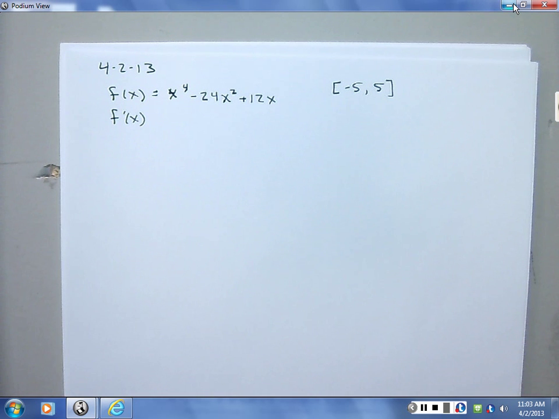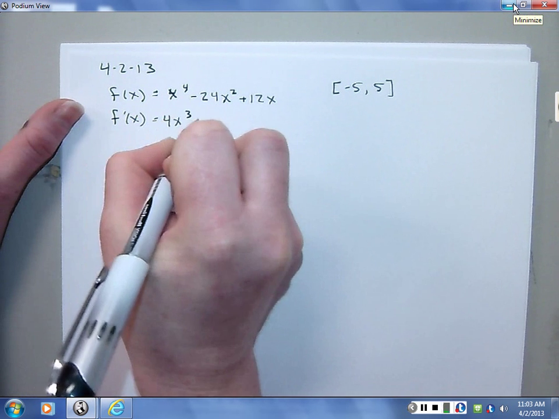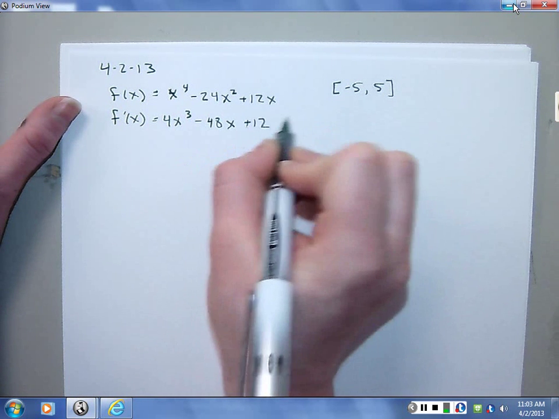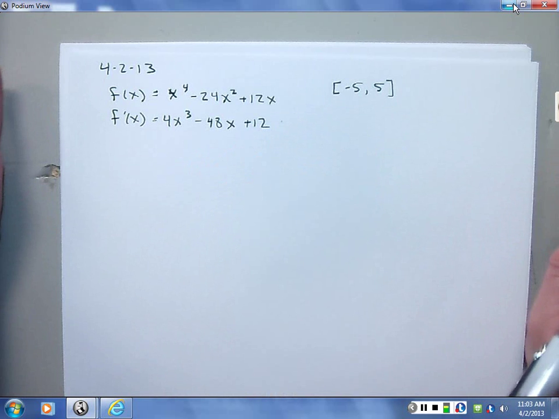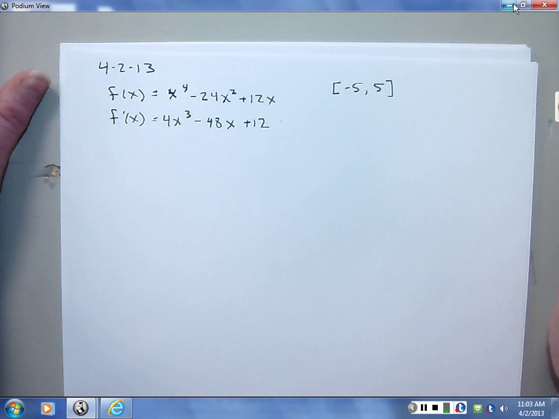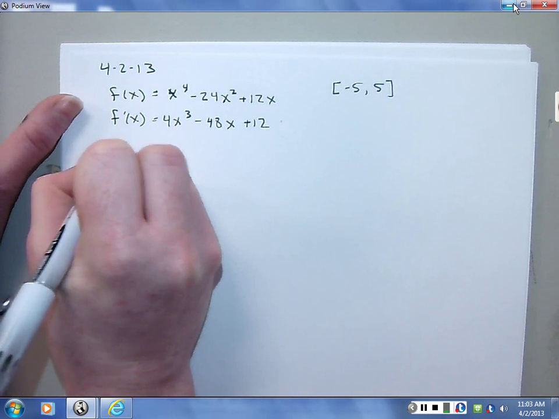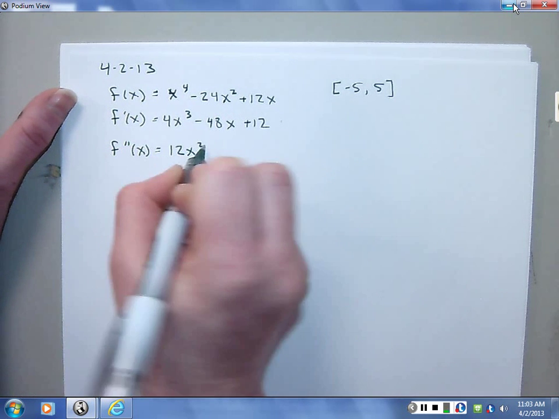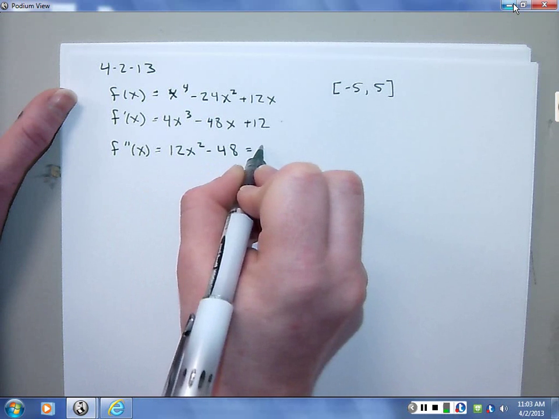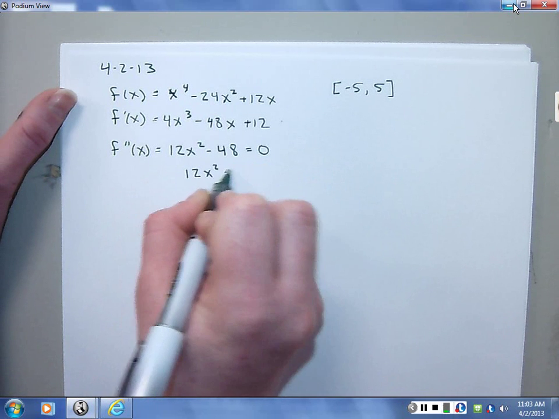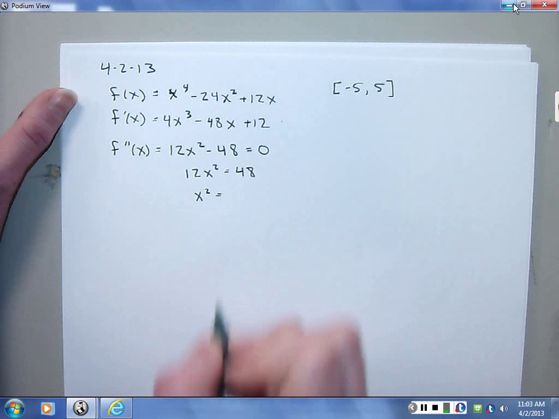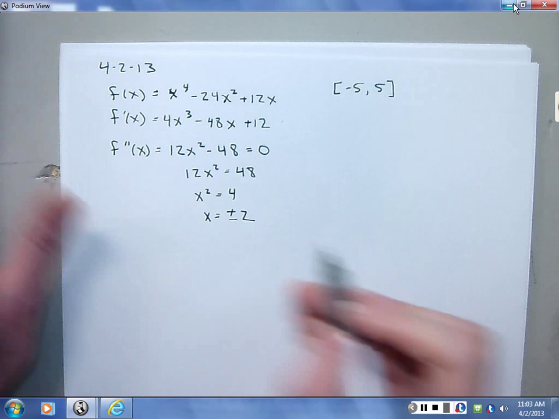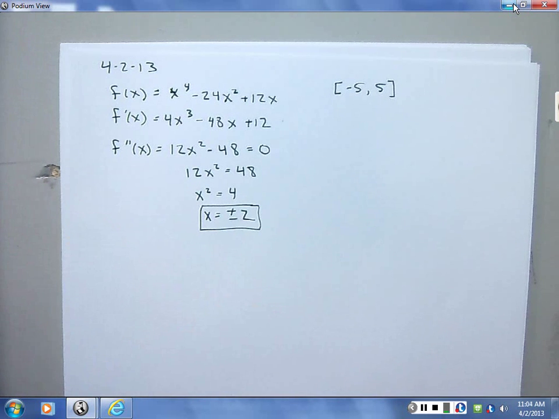So taking the derivative, I get 4x cubed minus 48x plus 12. Setting this equal to 0 is going to give me maximums and minimums, but they didn't ask for that, so I might not have to do that. But I'm going to have to graph this. So here I get 12x squared minus 48. Set that equal to 0. So I have 12x squared equals 48. So I have x squared equals 4. So x equals plus or minus 2. So these are my inflection points of my graph.